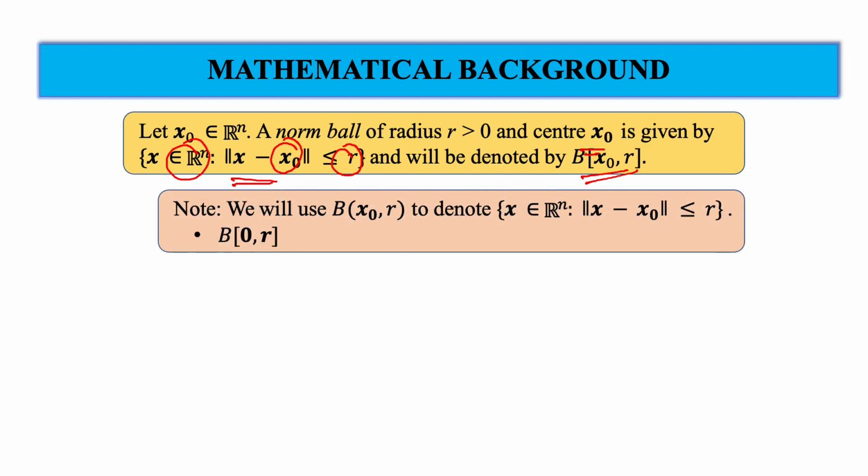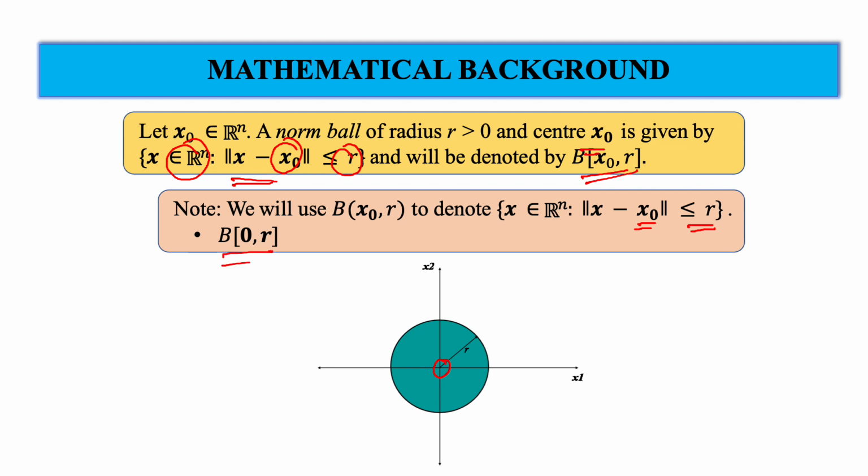Similarly, we define an open ball, where we consider all the points whose distance from x0 is less than r. I have shown here a ball with center at the origin. It contains all the points on the boundary as well as the interior. So this is an example of a closed ball, and the norm defines the distance.